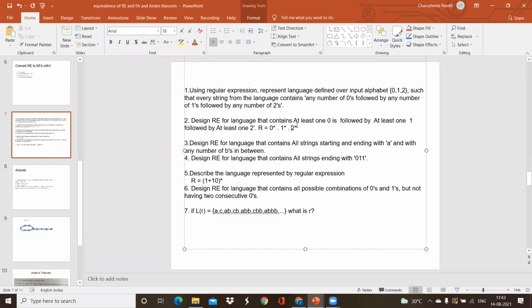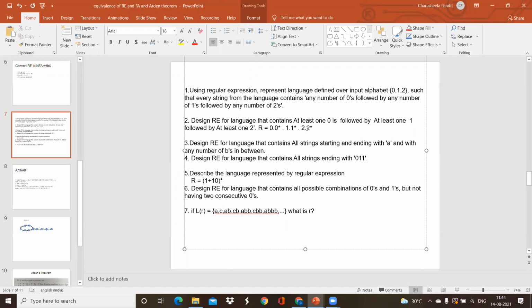Now in the second problem, they are saying you should have at least 1 0 followed by at least 1 1. There must be at least 1 0. Thereafter you can have 0 or more occurrences of 0. So if I write it like this, I will have at least 1 0, and after that any occurrences of 0. Similarly, I will have at least one 1, and then any number of occurrences of 1. And similarly here for 2.